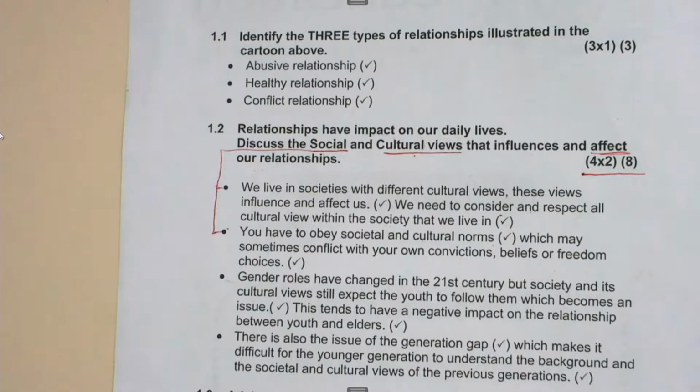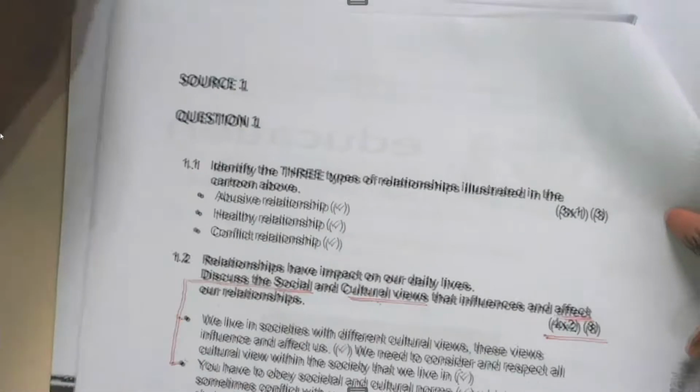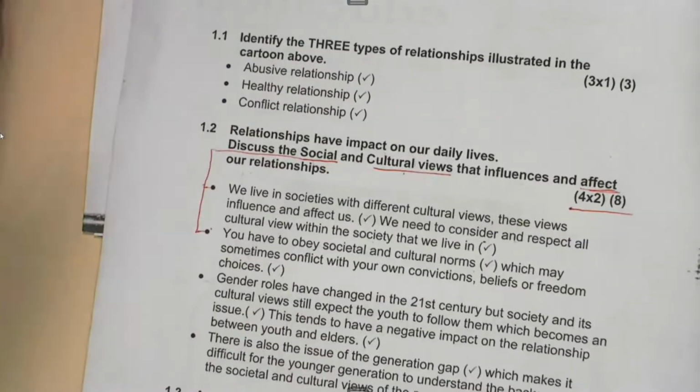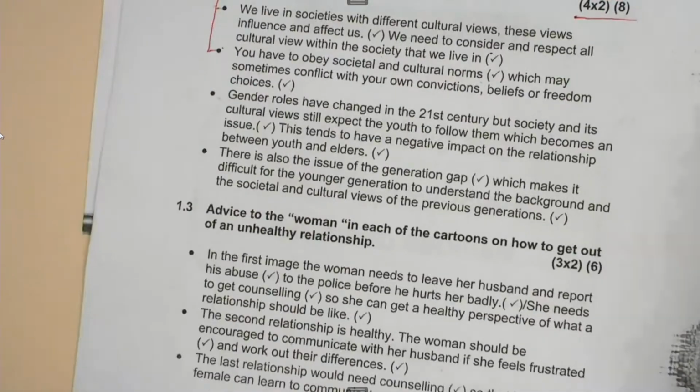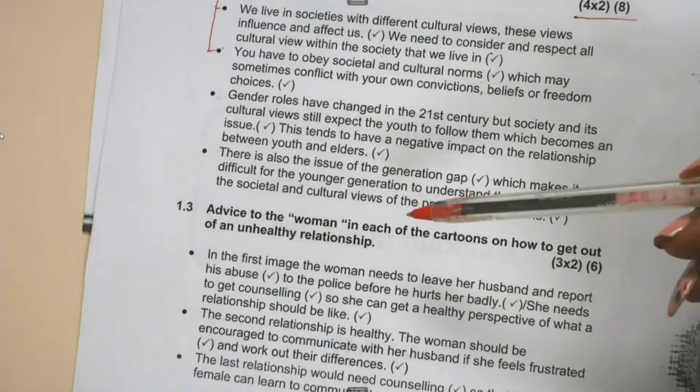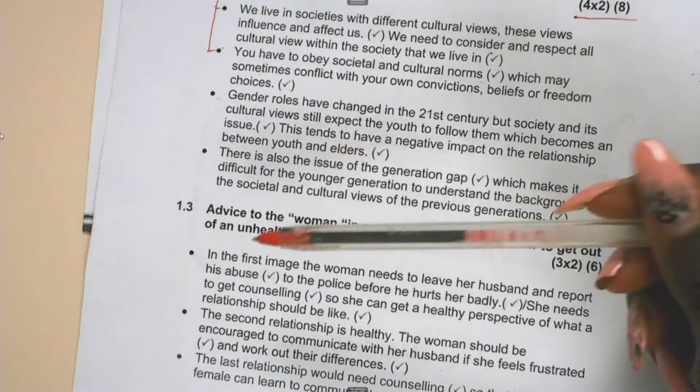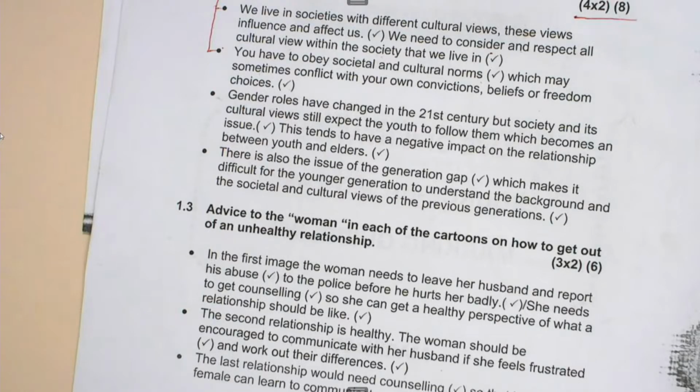What are we saying to the lady about the first image? We need to help the lady. And remember, colleagues, we mark accordingly. In the first image, the woman needs to leave her husband and report his abuse to the police before he hurts her badly. She needs to get counseling so she can get a healthy perspective of what a relationship should be like. This is very much true, colleagues.